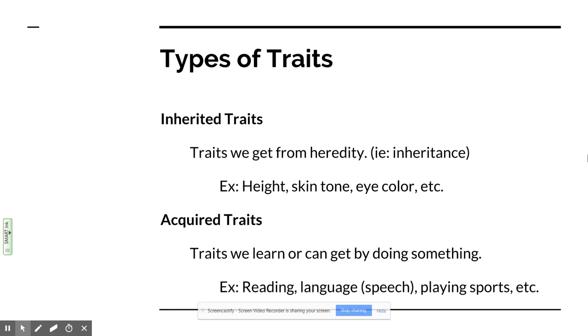So an example of an inherited trait would be your height or your skin tone or your eye color. But knowing how to read or being able to talk or being good at playing basketball, those are acquired traits.